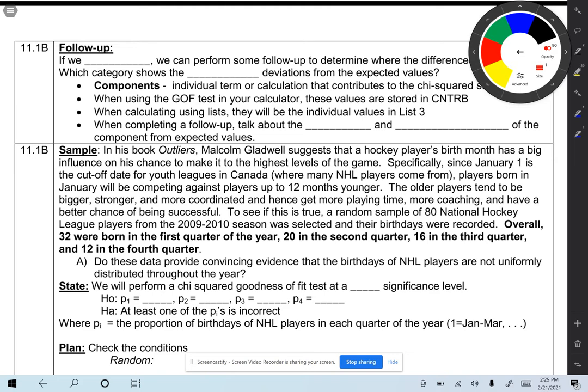In this section, we will continue doing the goodness of fit test, but here we will do a follow-up. If we reject the null hypothesis, we can perform some follow-up to determine what categories the differences are occurring in. So which category shows the largest deviations from the expected values.